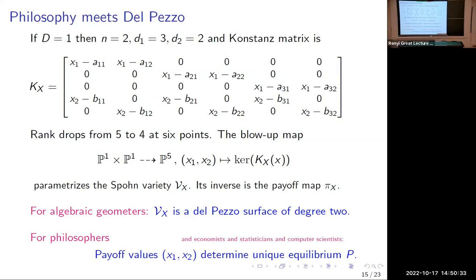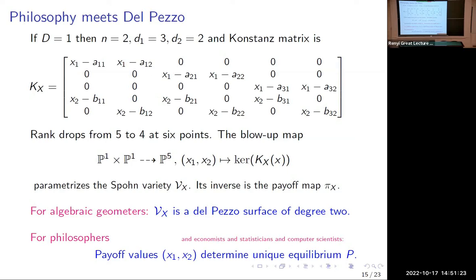So in this case, the constants matrix is this 5x6 matrix. A is the payoff values for Adam. B is the payoff values for Bob. Now the parametrization now takes the payoffs, right? So you specify the payoffs. Now you're interested in all the games where Adam expects payoff x1 and Bob expects payoff x2. And we map this to the kernel of the constants matrix, and this kernel lives as a unique point in P5. Now this parameterizes the Spohn variety, and the inverse of this map is the payoff map.